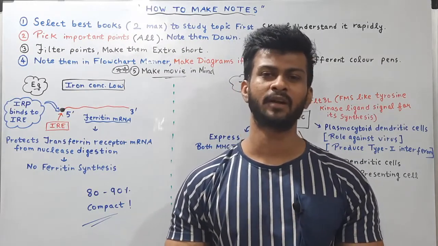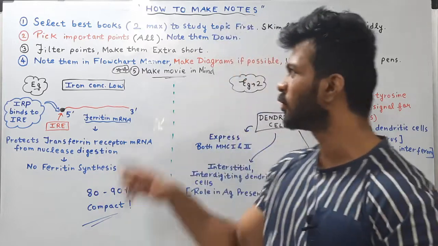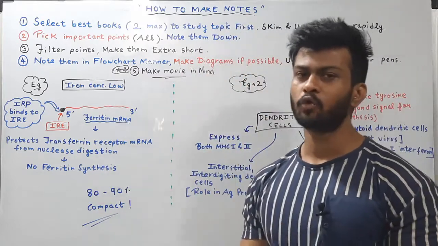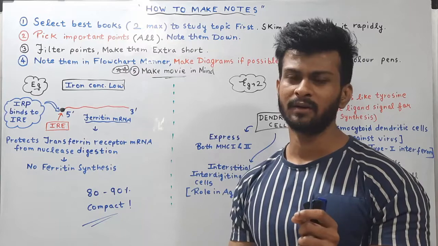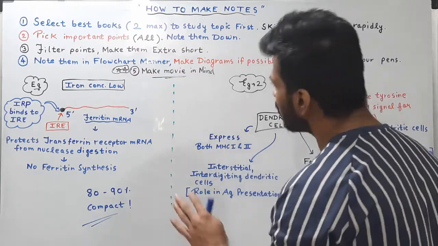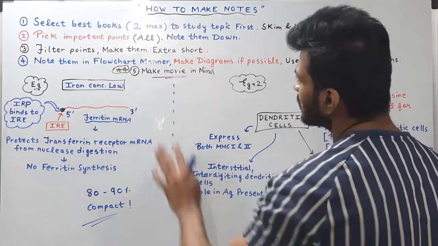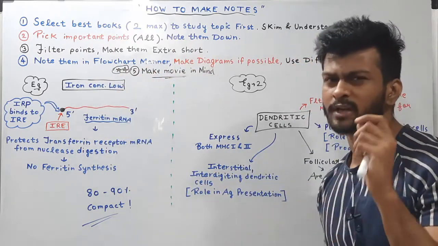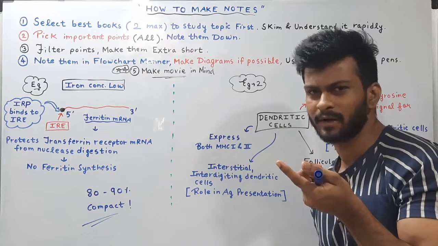So in this particular lecture, we are going to discuss how to make notes effectively and how to make them as short as possible, along with some tips and tricks. The first point is that you should select a maximum of 2 books for each topic or subject.